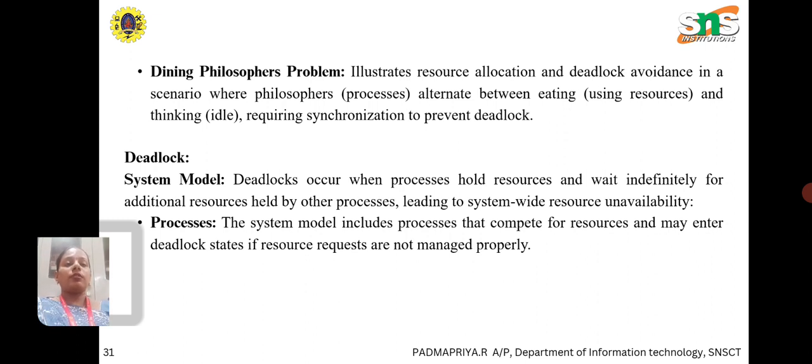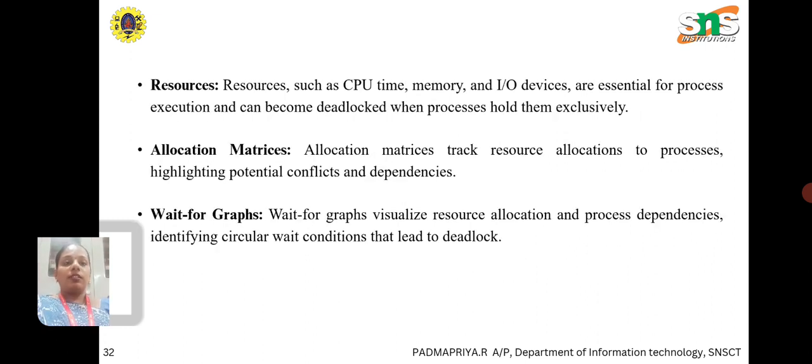Deadlocks occur when processes hold resources and wait indefinitely for additional resources held by other processes, leading to system-wide resource unavailability. Processes: the system model includes processes that compete for resources and may enter deadlock states if resource requests are not managed properly. Resources: resources such as CPU time, memory, and I/O devices are essential for process execution and can become deadlocked when processes hold them exclusively.